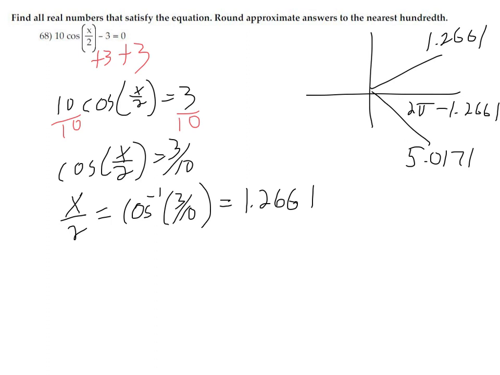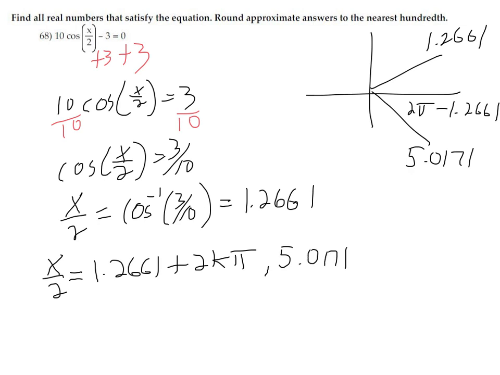So we have x halves equals 1.2661 plus 2k pi, because we again are looking for all real solutions, so we're going to get this one by adding a full circle forevermore, and we're going to get this one by adding a full circle forevermore. So we have the 1.2661 plus 2k pi, and also the 5.0171 plus 2k pi. There we go. So we have now expressed our solutions for x halves, all the solutions.